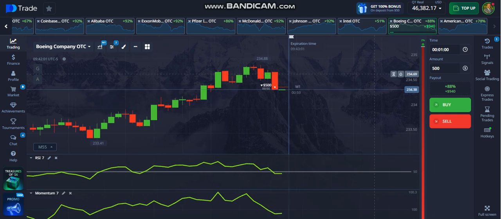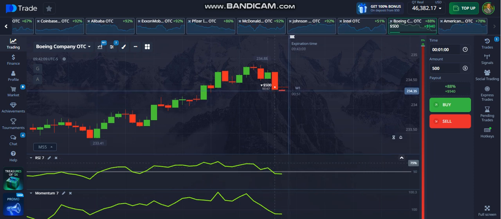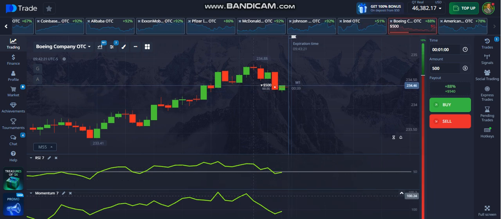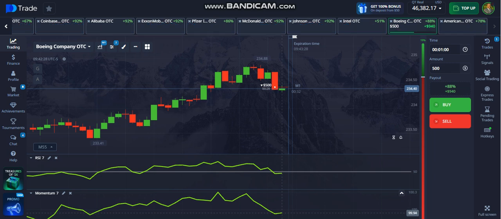Okay, so I'm on Boeing Company, and I just took a sell trade here. The reason why I took the sell trade is similar to the previous trades. I waited for the green RSI line to cross below the 50 line. In addition to that, the momentum indicator is showing a general downward sloping direction, even though it just retraced back a little bit here. But this suggests that there's going to be a continued bearish momentum here. So let's monitor this trade and wait for the expiry.